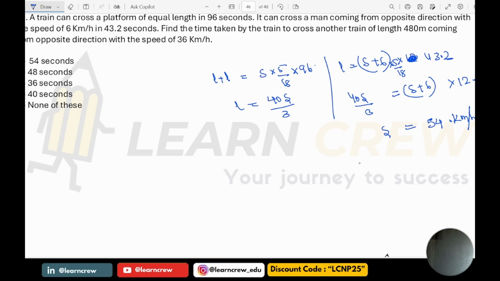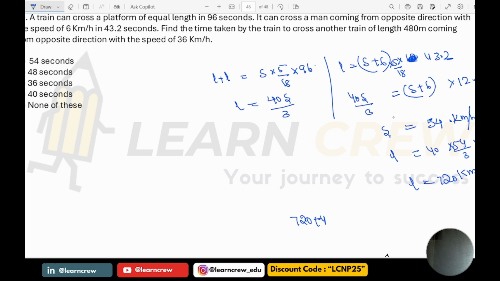Thereby L would be 40 into 54 by 3. So L is equal to 720. Now, 720 plus 480.